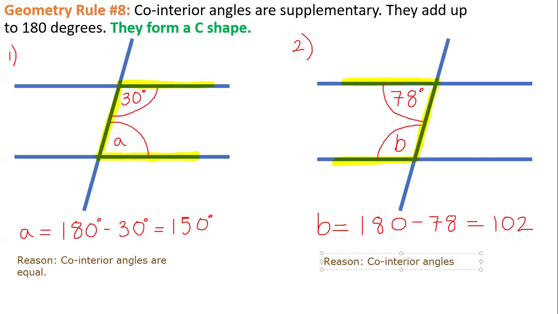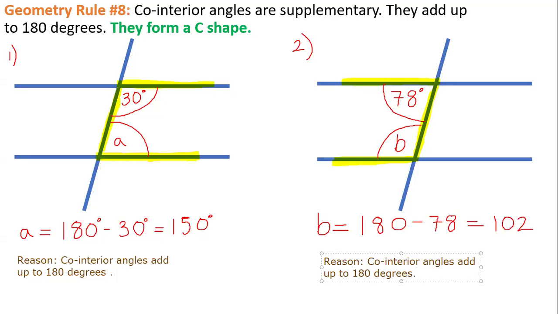So we say co-interior angles. What do we know? Oh, I put co-interior angles are equal. No one corrected me. What is it supposed to say? Co-interior angles add up to 180 degrees. Oh, why did I put that? I could have sworn I put it. I was thinking about it being equal. No, they're not equal. Co-interior angles add up to 180 degrees.